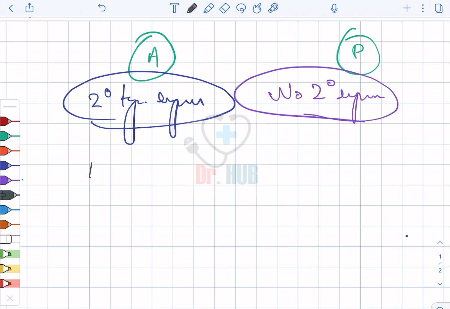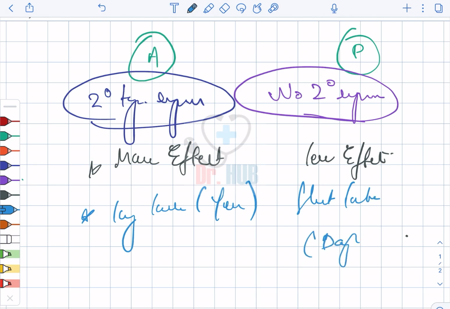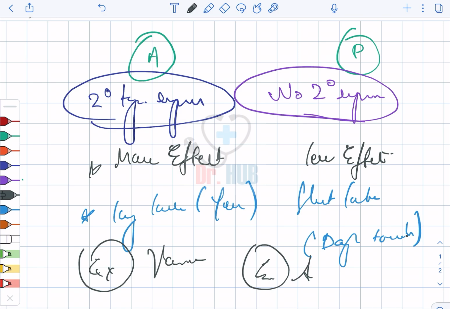In case of active, it is more effective, and in case of passive, it is less effective. In case of active, it is long lasting, that is in years. In case of passive, it is short lasting, that is days to weeks. Then if we look at examples, active includes the vaccine, and passive includes the anti-sera.